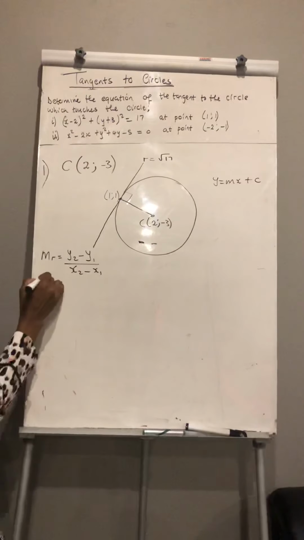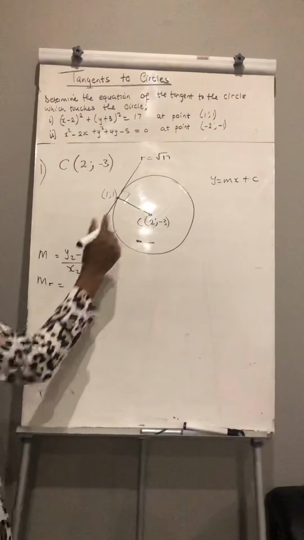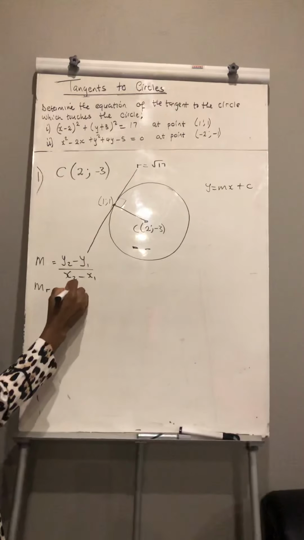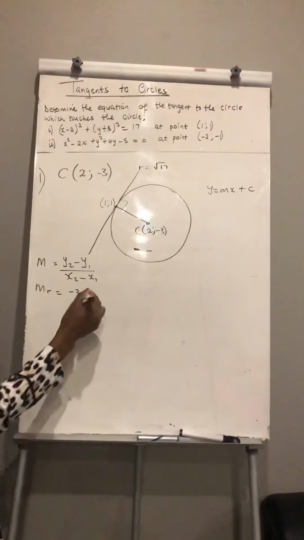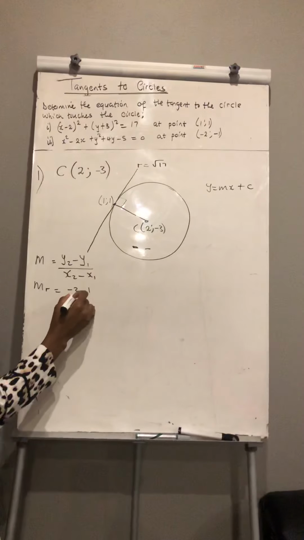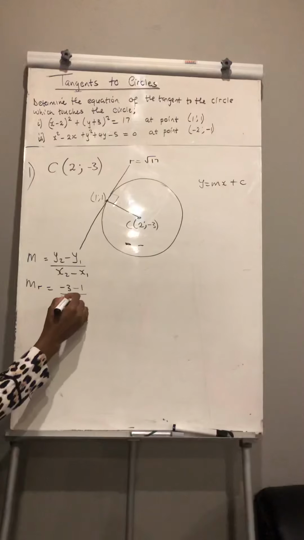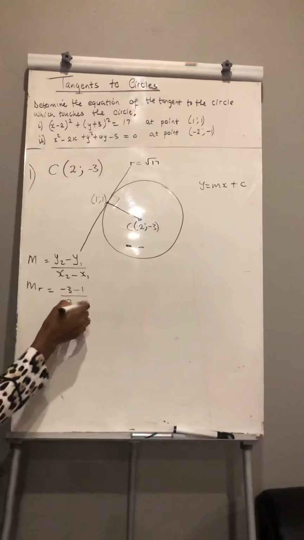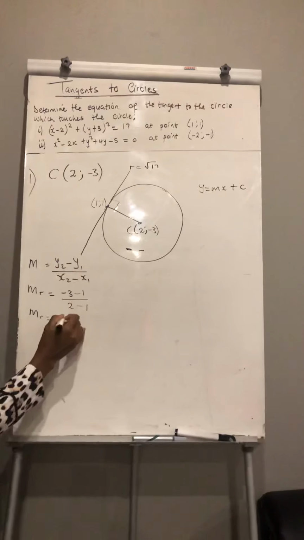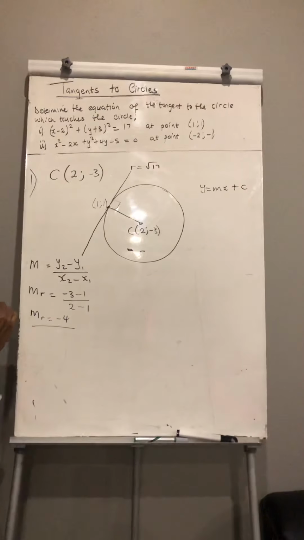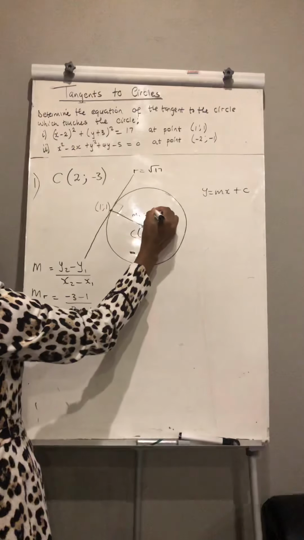So this is the formula for gradient, not just of the radius. In fact, let me do that. And then the gradient of the radius is going to be, why don't I say minus 3 minus 1, or 1 minus 3, doesn't matter really. Okay, and then 2 minus 1. So as you can see, the gradient of the radius here, if we are looking properly, we should get negative 4. So the gradient here is actually equal to negative 4.